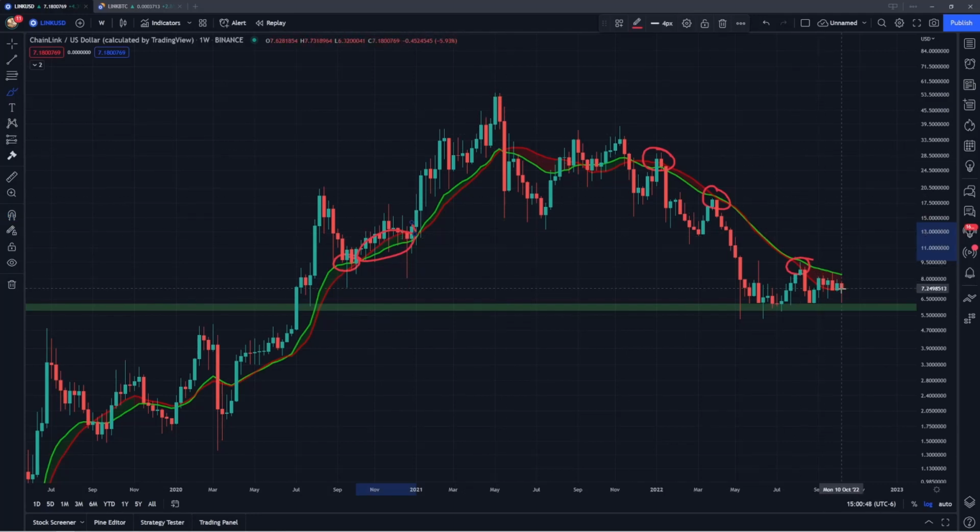So again, that is a level that I do really want to see reclaimed, and as long as we're below it, we still have the risk and the possibility of forming these lower highs and rejecting off of them, similar to how we did back in January and March.